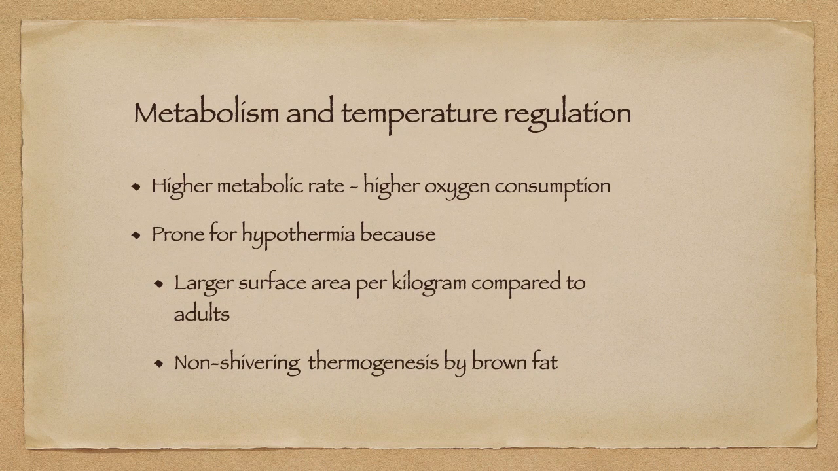Then we will go to metabolism and temperature regulation. Higher metabolic rate is there, so higher oxygen consumption. If you don't supplement oxygen, the child can go easily into hypoxia. They are prone to hypothermia because the body surface area compared to adults is very large per kilogram. So the heat loss will be more, so they are more prone to hypothermia.